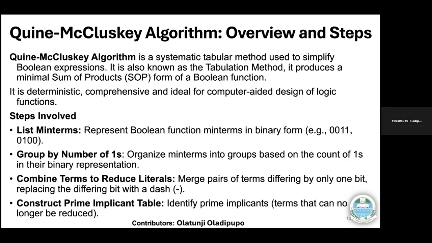Then we combine them. We merge terms that differ by one bit, replacing the differing bit with a dash. Then we identify the terms that cannot be reduced further. Those are the prime implicants. Then we use a covering table to ensure all minterms are represented in the simplified expression. Now, why do we use the Quine-McCluskey algorithm? Unlike K-maps, which become difficult for functions with many variables, Quine-McCluskey provides a structured, repeatable approach that computers can handle.